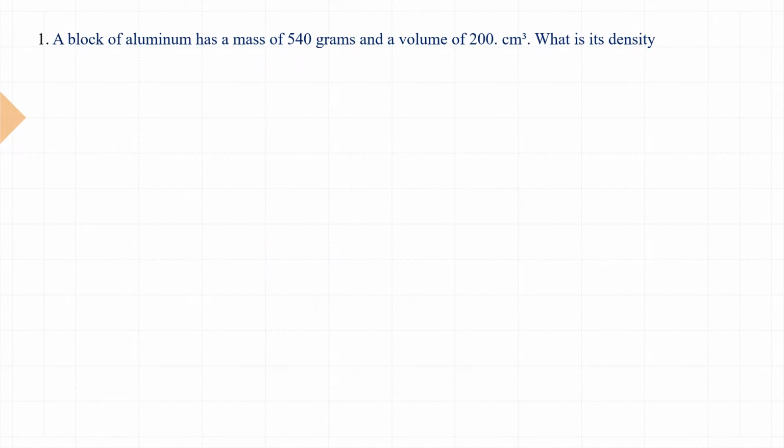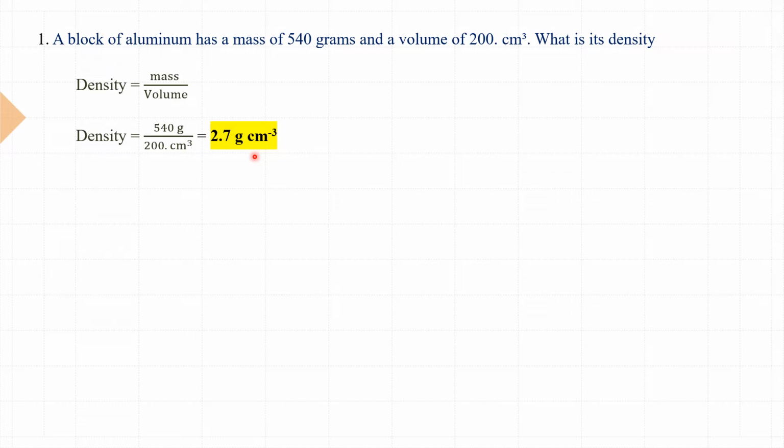Question number 1. A block of aluminum has a mass of 540 grams and a volume of 200 cubic centimeters. What is its density? The density formula is mass divided by volume. Mass and volume are given in the question, so let's apply the values. 540 divided by 200, then the answer is 2.7 grams per cubic centimeter.